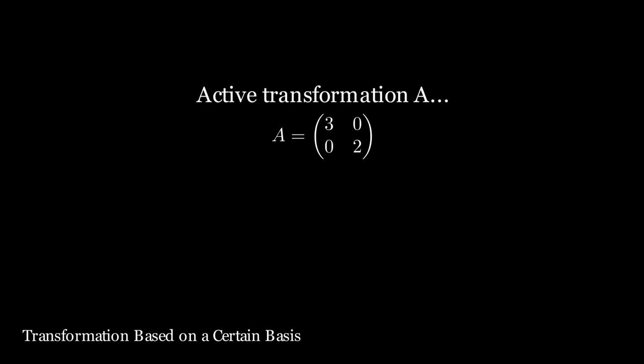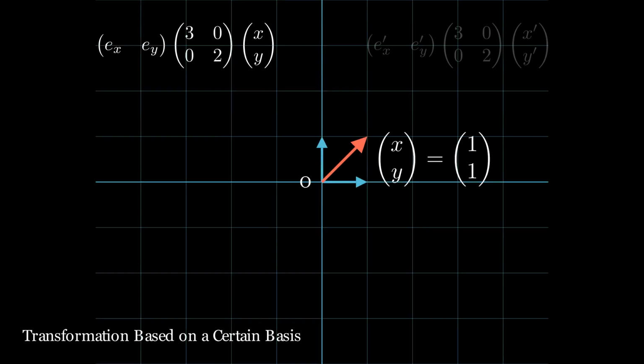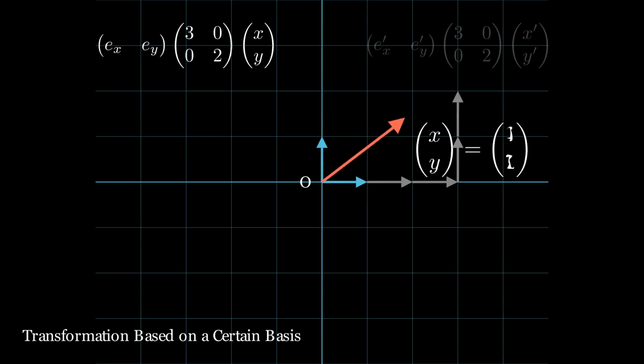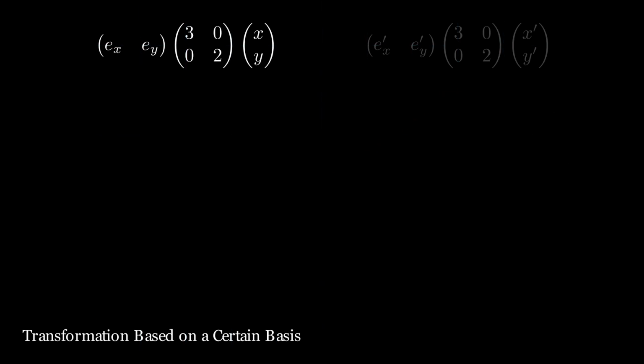Now, compare the following two cases. Let A be the following scaling matrix. Let's consider the following two active transformations. On the left, A is an active transformation that scales the x direction by a factor of 3, and the y direction by a factor of 2. What about A on the right?